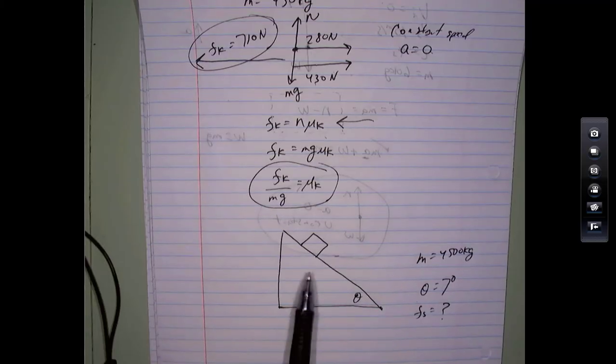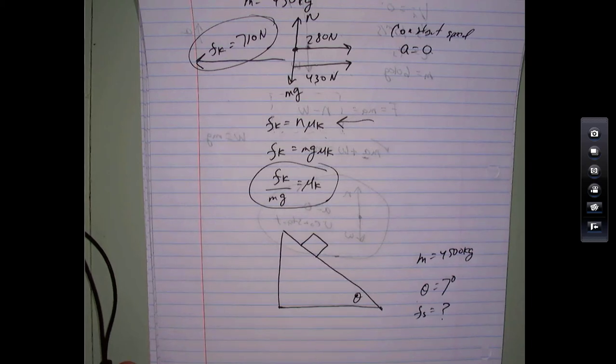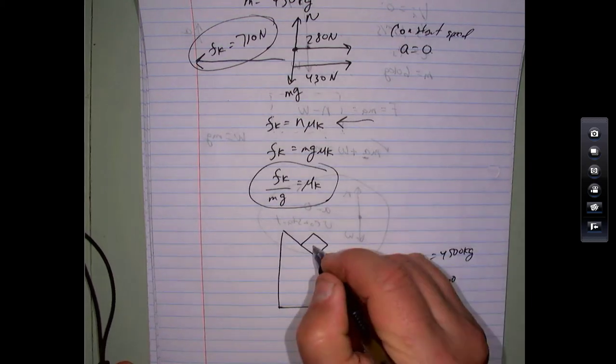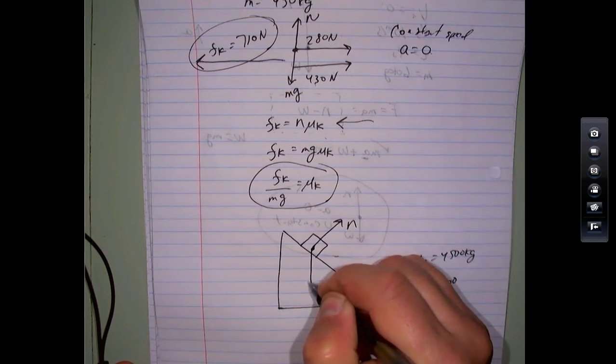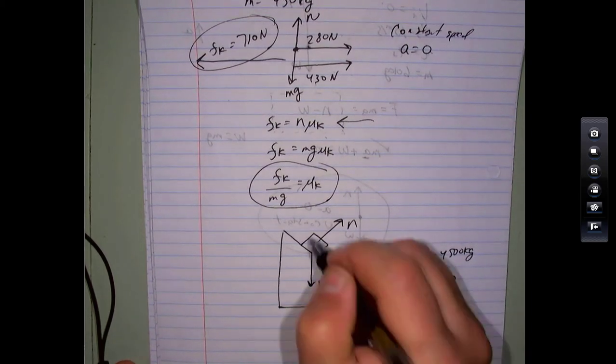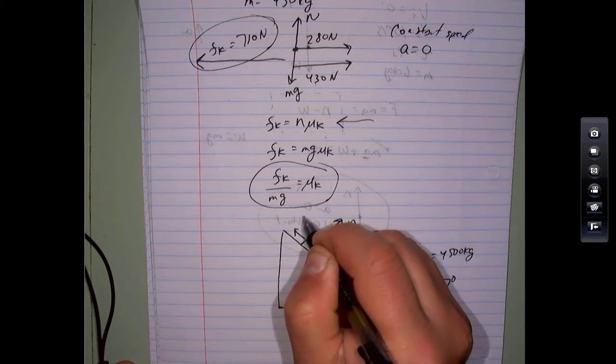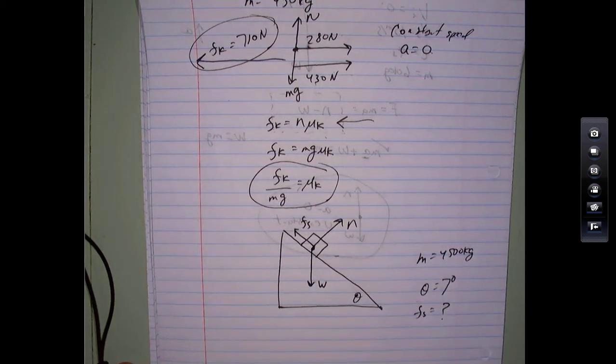Okay, here's the picture. I just represented the truck by a box here. So the truck isn't going anywhere. We've got the normal force this way. We've got the weight straight down. And we've got static friction back this way. It's keeping the truck from moving.